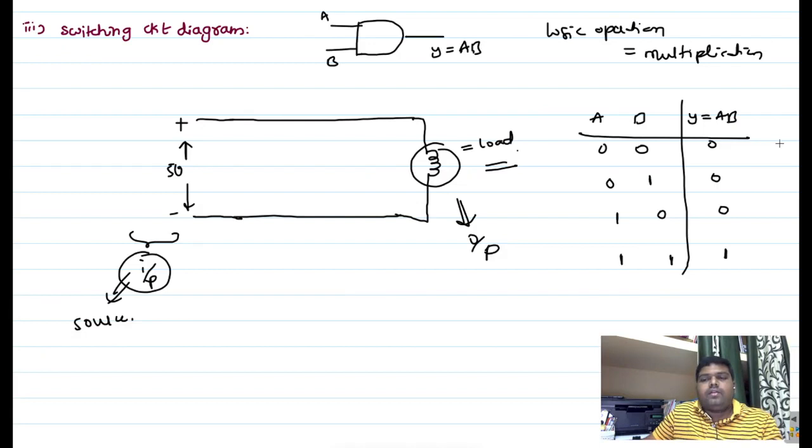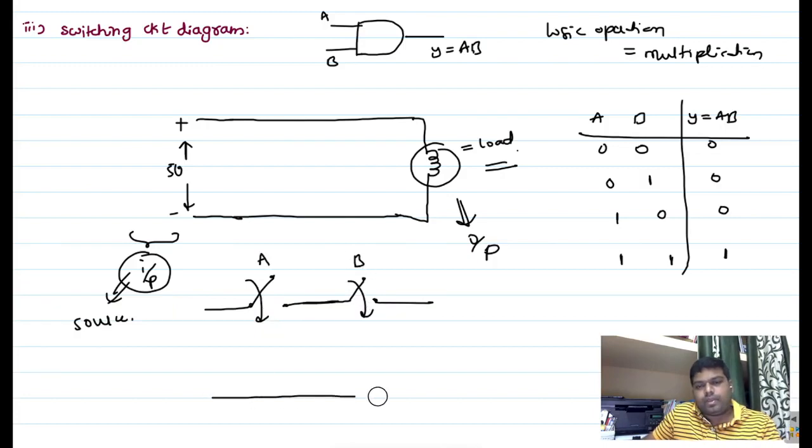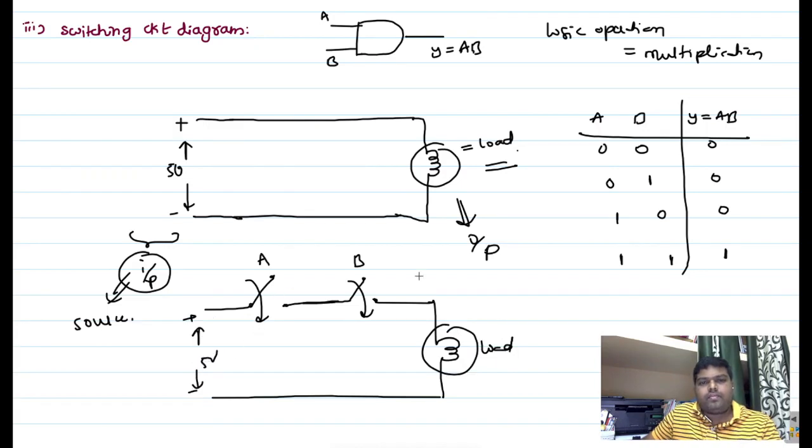Like that you can add those two switches in this particular circuit diagram, right? For example, if I am taking like this, here we have one switch and here also we have one switch, okay? So this is switch A and this is switch B. And now here I am connecting a load, and here I'm taking a 5 volts battery.